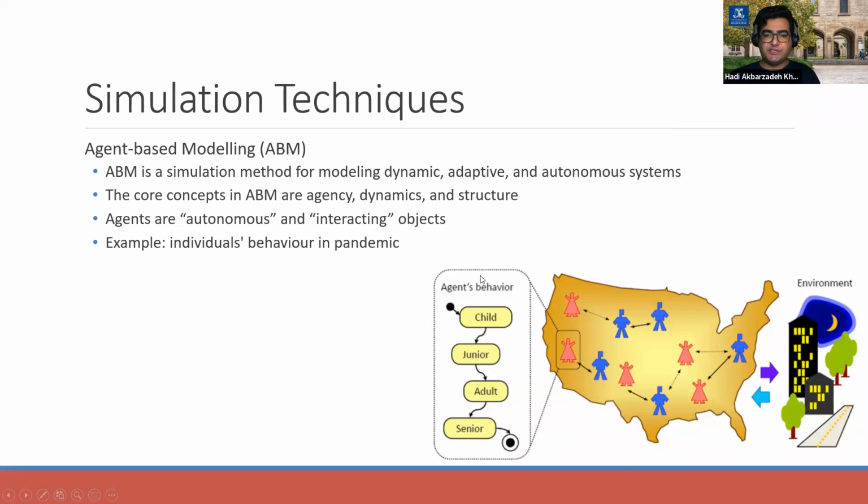And you can see agents can also be divided in different levels, and can do different behaviors. For example, like individual behavior in a pandemic. So if a person in a society wears a mask, does the vaccination, isolates themselves, or does not do anything to reduce the pandemic. So you do the modeling of the pandemic based on the behavior of each individual in that system.